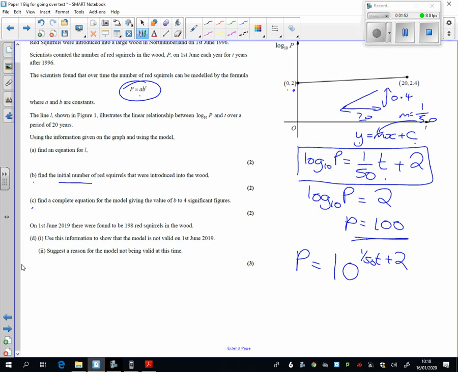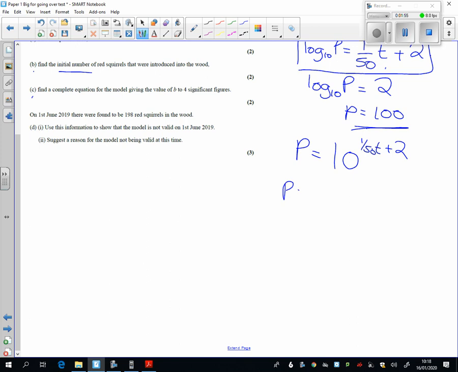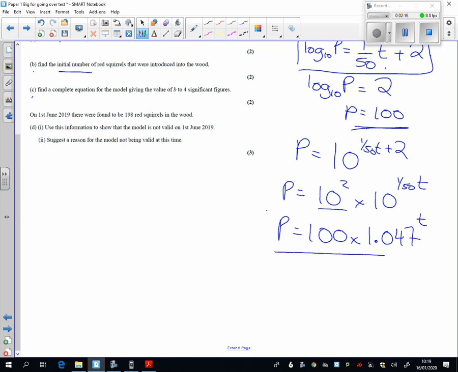I'm going to play with some powers now. So p equals 10 to the power of 2 times by 10 to the power of 1 over 50t. 10 to the power of 2 we know is 100. And 10 to the power of 1 over 50, a tap in the calculator gives me 1.407 all to the power of t. There's the answer there. There's an alternative way of doing it by sort of unwrapping and working towards it, but that was quite straightforward, I think.